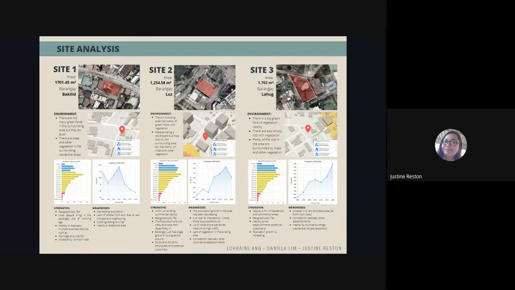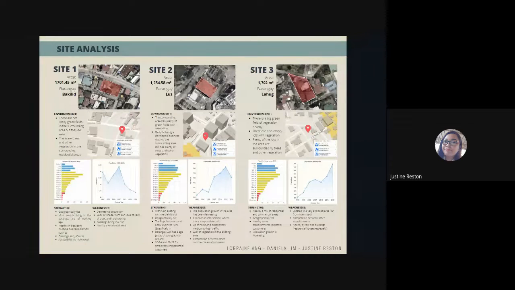The strengths and weaknesses of Site 2. Its strengths: it's in an existing commercial district. It's geographically flat, and the population of Cebu Business Park, which is good for customers, and the employees are around working age. The weaknesses are the area's population is going down, and it's near an intersection, so there's a possible buildup of noise and experiences from traffic, and it also lacks vegetation and faces competition between other commercial establishments.